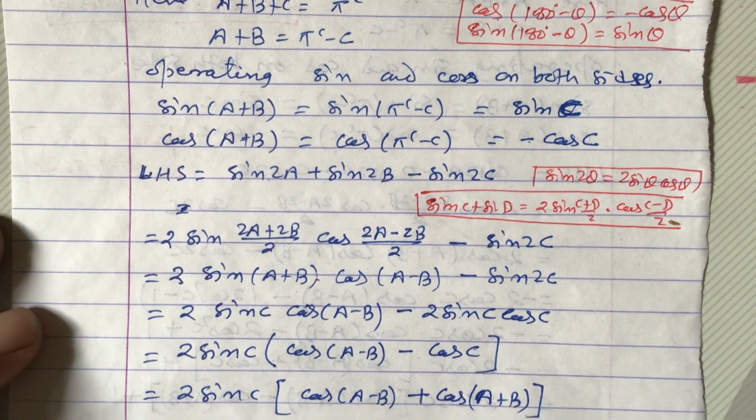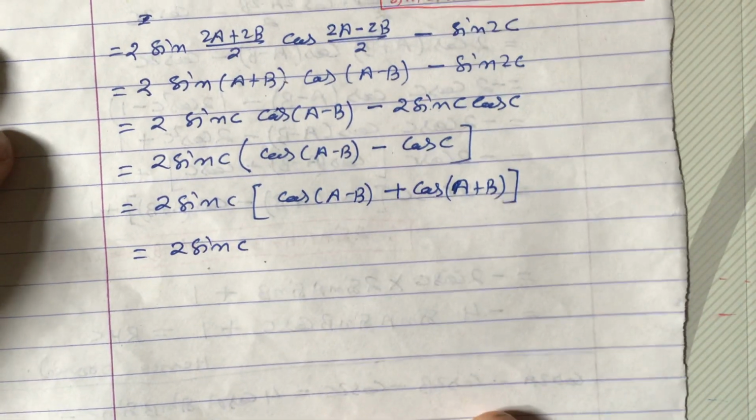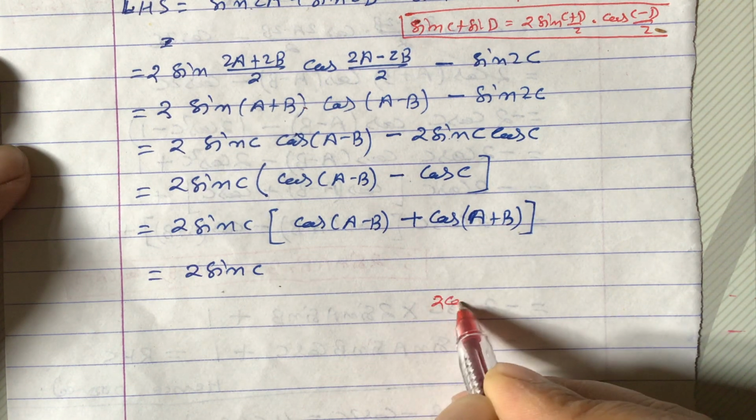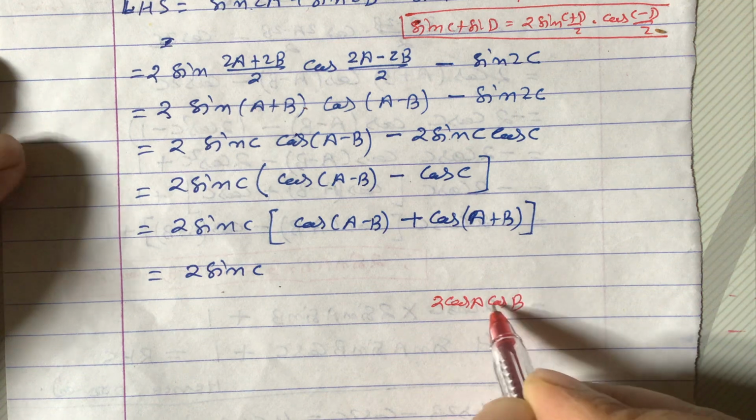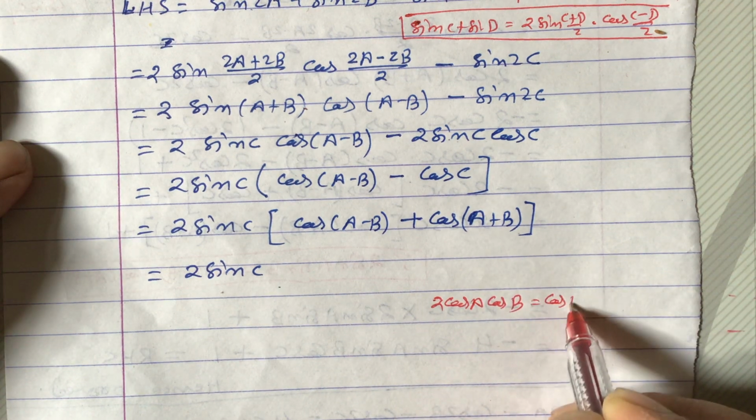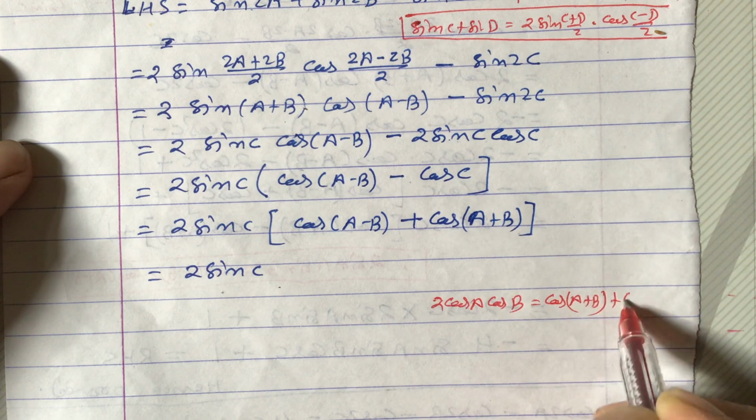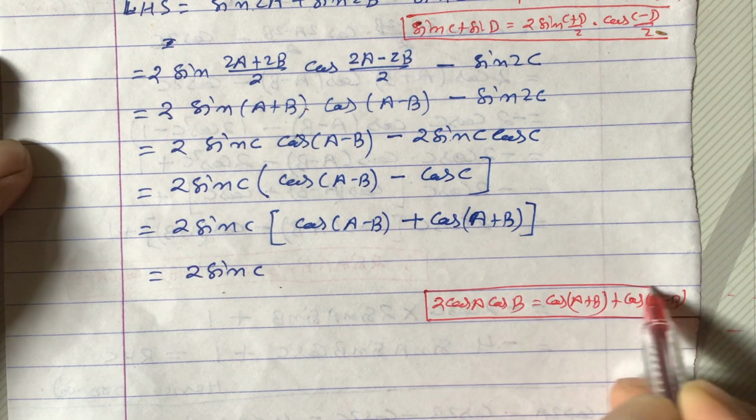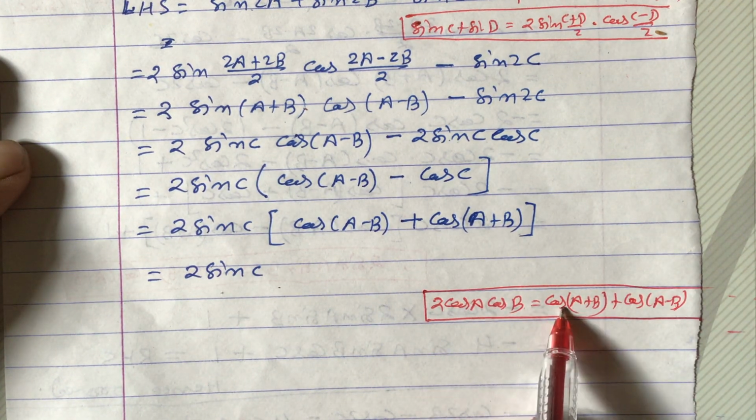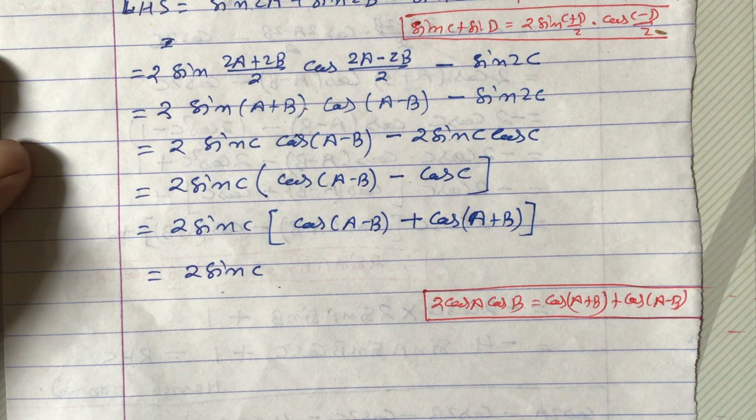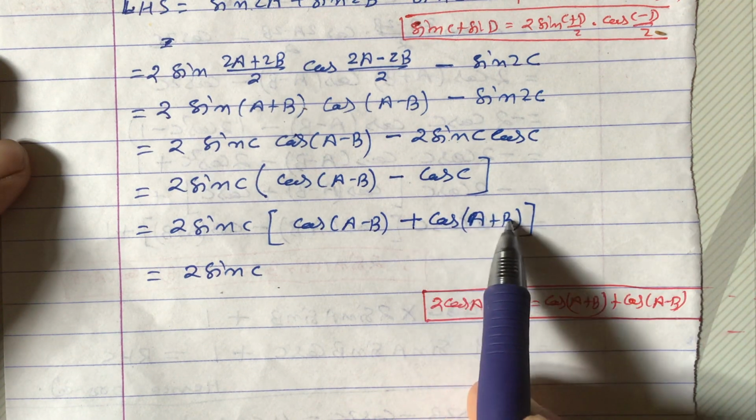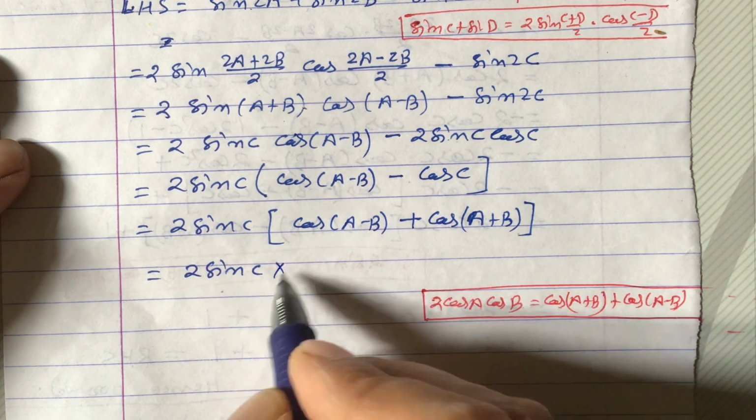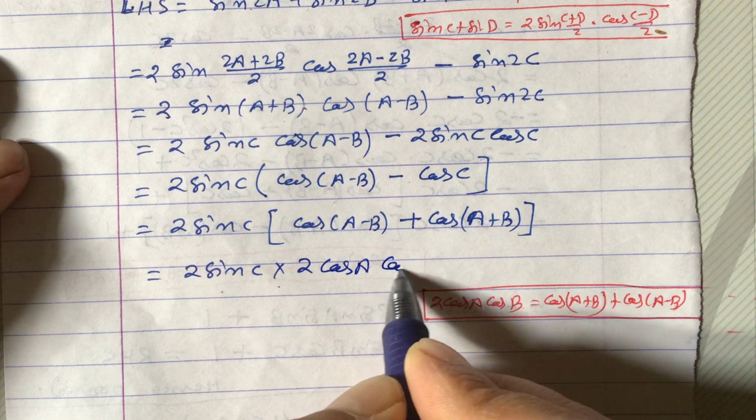Now again we have got one more formula that I will give you here. The other formula is like this. Okay, I'll write here 2 cos a cos b. Look at it. If you have 2 cos a cos b, this is cos a plus b plus cos a minus b. This is the formula. See, the 2 cos a cos b formula will be like this. We have learned, okay? So here also look at it: cos a plus b plus cos a minus b. That means 2 cos a cos b. So we can write this one as 2 cos a cos b.